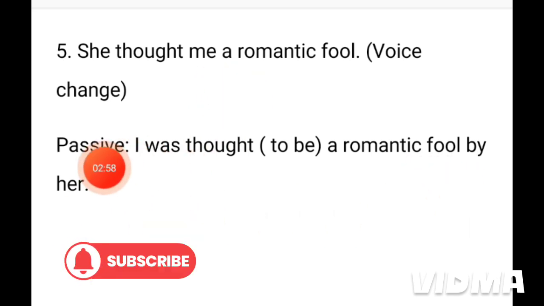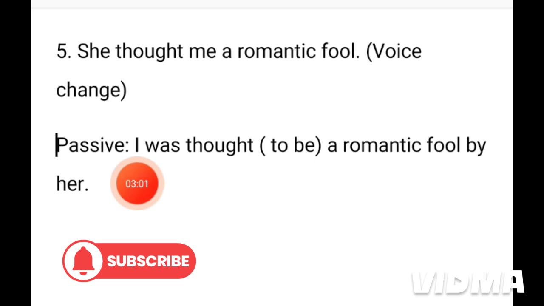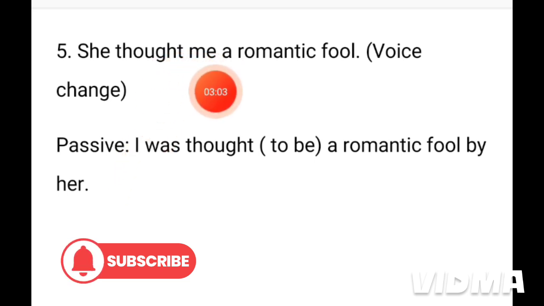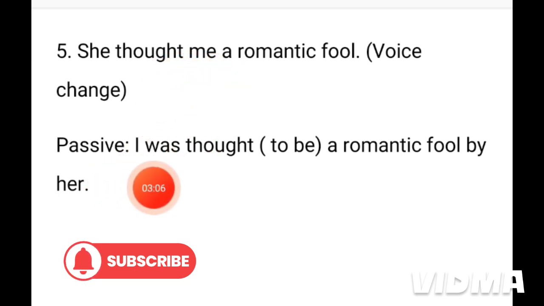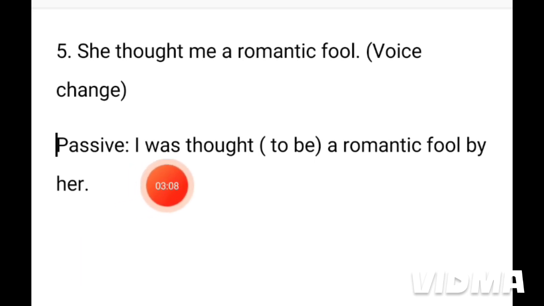This me has been shifted here as I, the subjective form, because me is the object here, and we have made the subjective form of that object, I. Was: the entire sentence is in the past tense, so we have used here was. It is an auxiliary or helping verb. Thought has been used here. Thought is the past participle form of the verb think. So we have used thought in the passive voice. We have written here to be. You may write to be or you may not write to be.